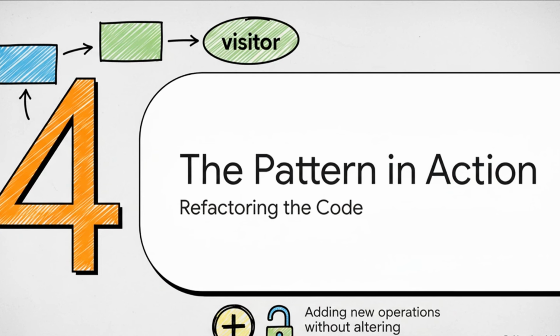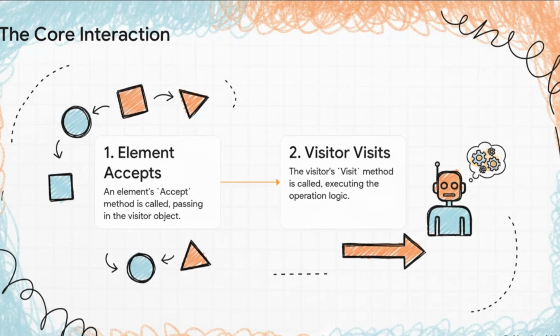Let's go back to our document editor example and see what the code looks like after we refactor it using the visitor pattern. The magic here is in this little two-step dance. It's a technique called double dispatch. First, our element, let's say the image element, calls a method on itself called accept, and it hands over a visitor, like our render visitor. Then in step 2, the image element immediately calls a method back on the visitor, basically saying, hey, I'm an image, so visit me. The visitor then runs the specific code for rendering an image.